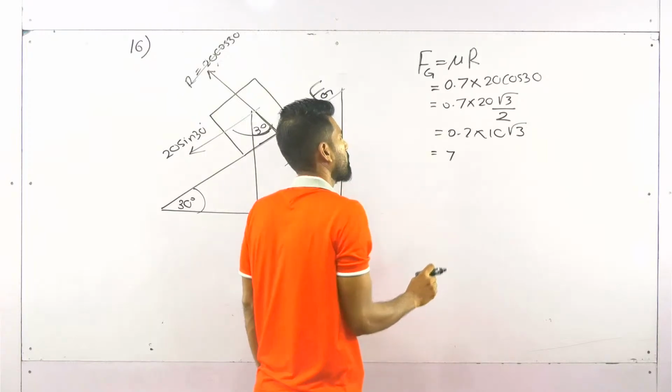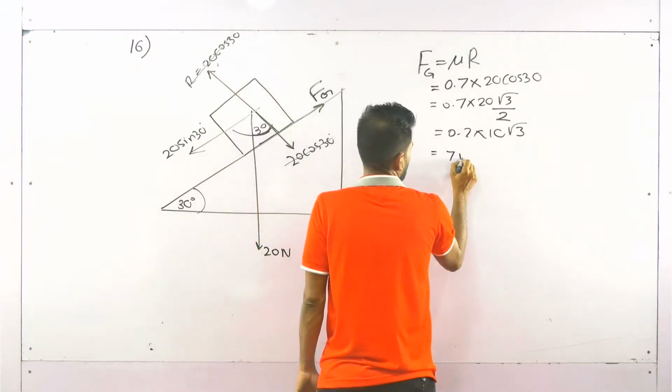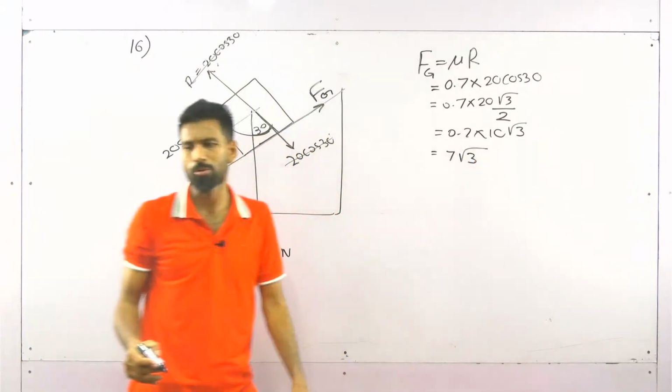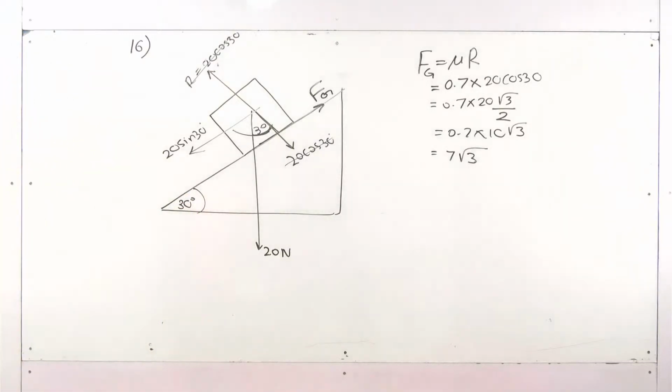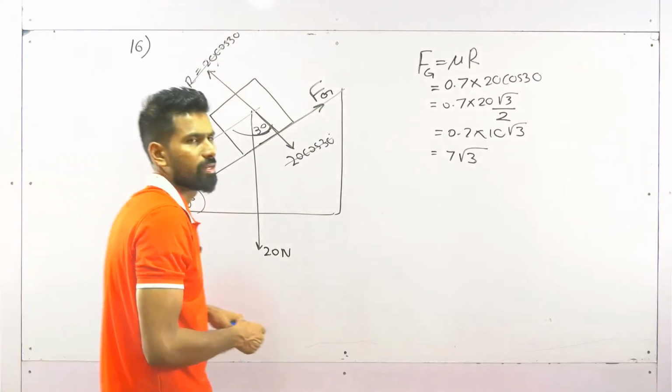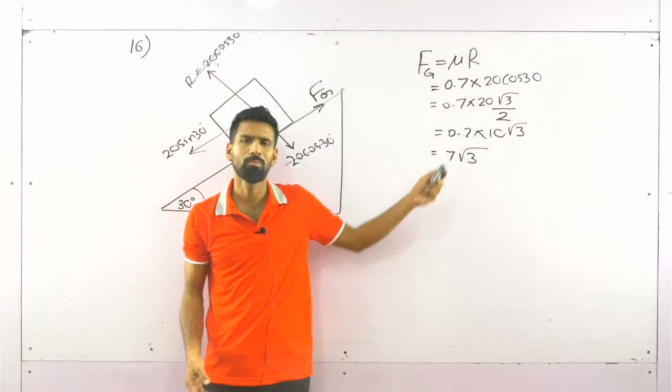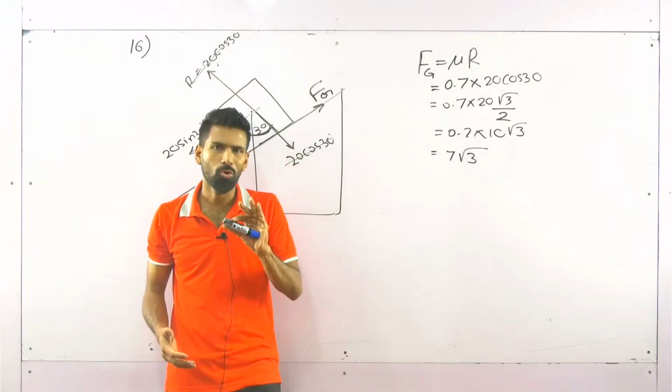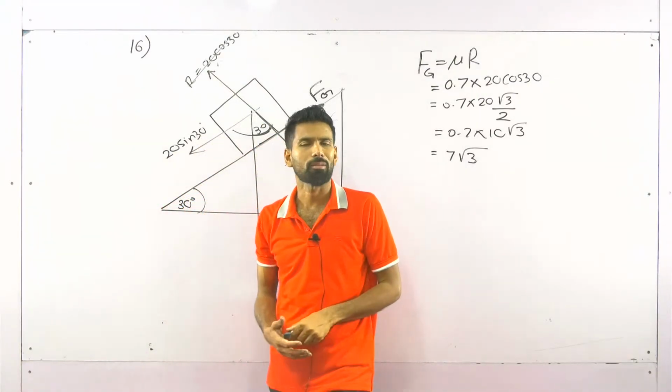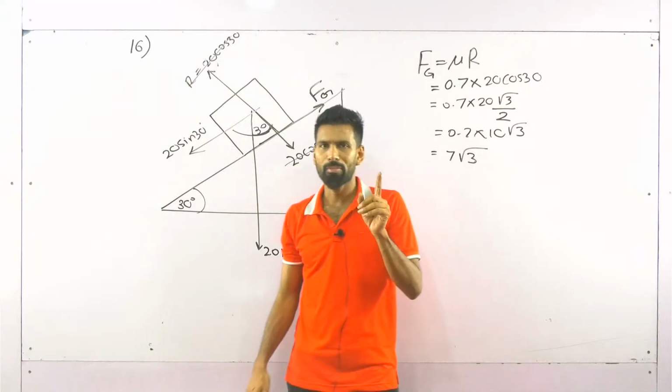Okay. Now 7 root 3. That's the answer you got. But it's wrong. Can you see the problem? Friction is not always equal to mu R. Can you remember the theory?